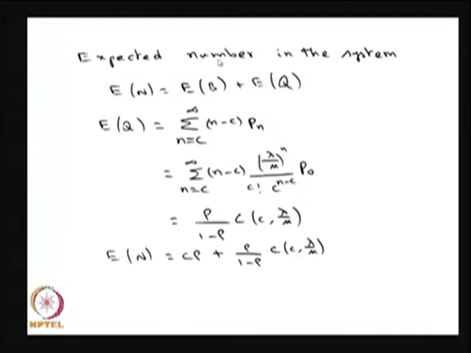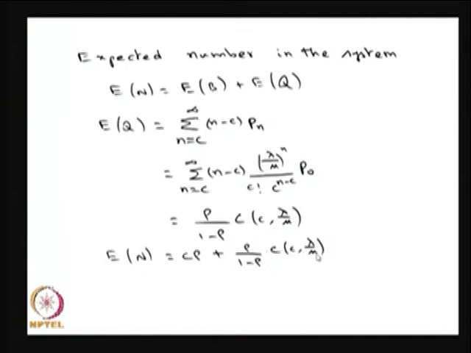Also, we can find out the expected number of customers in the system. That is nothing but the expected number of busy servers plus the expected number in the queue. Earlier I used the notation n suffix q, and q and n_q are one and the same. So, I can compute the expectation of q, do a little simplification, then substitute the expectation of q here. Therefore, I will get the expected number of customers in the system. That involves the Erlang C formula.